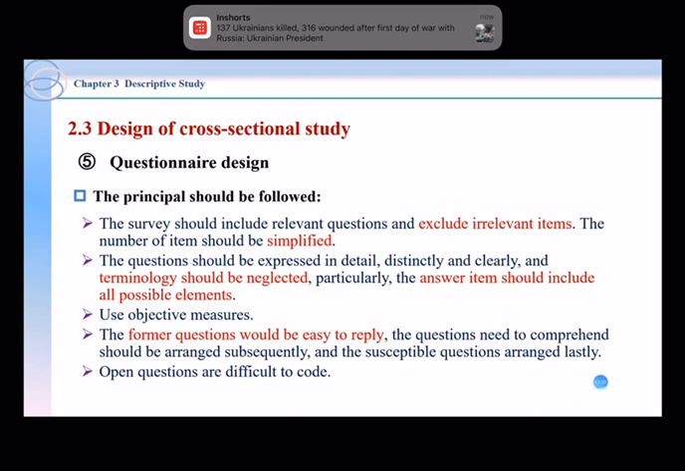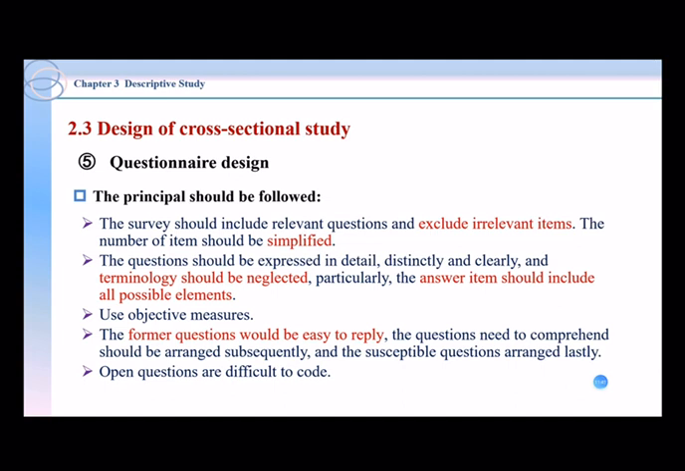For example, you want to investigate the smoking habit of a person, and you want to know how severe their smoking habit is. You can ask how many cigarettes per day they use, instead of asking how severe their smoking habits are. So try to use objective measures as much as possible.